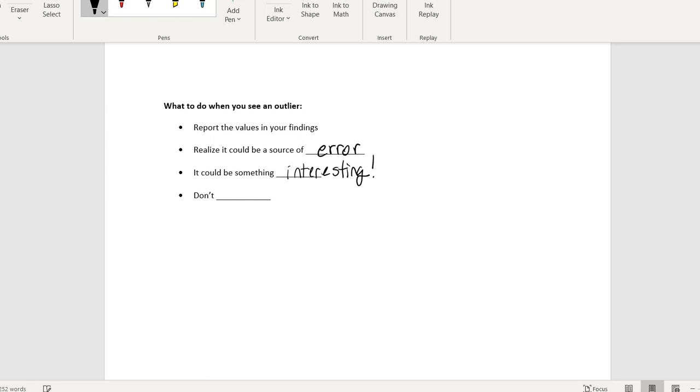The big thing is that we don't ever, ever, ever want to throw it away without noting it first. So you don't ever want to edit your data without noting it first. That way it doesn't look like you're cherry picking and doing something unethical.